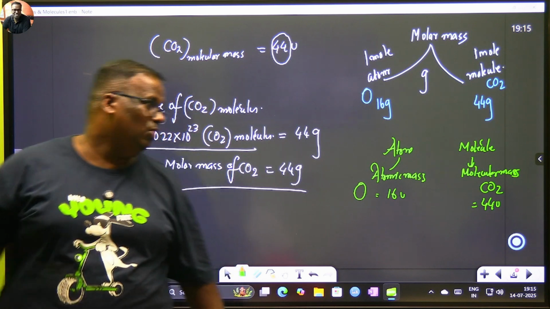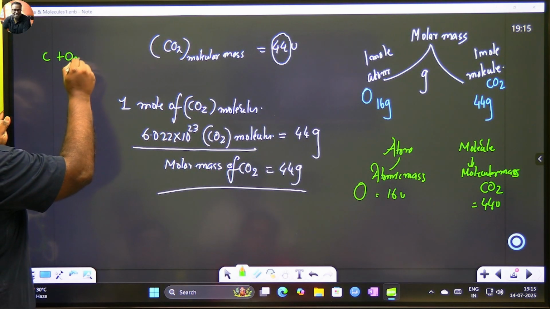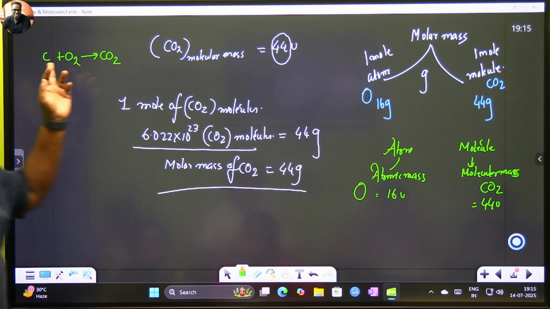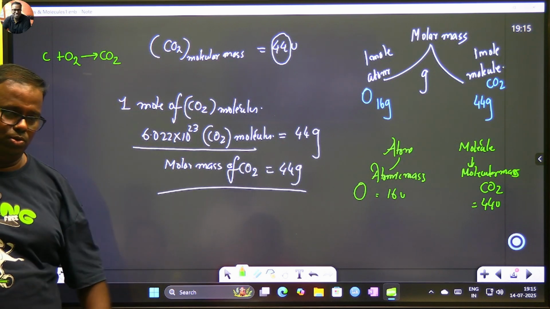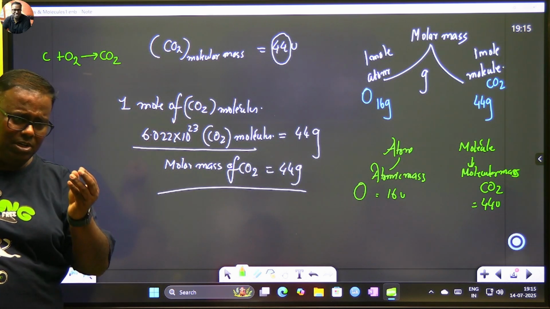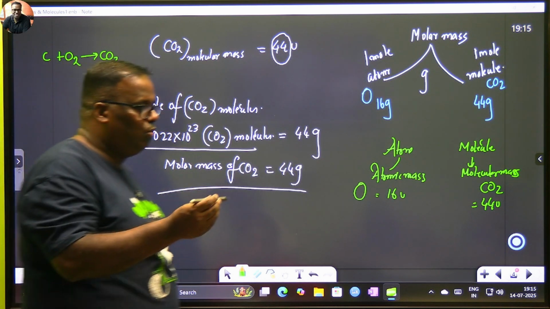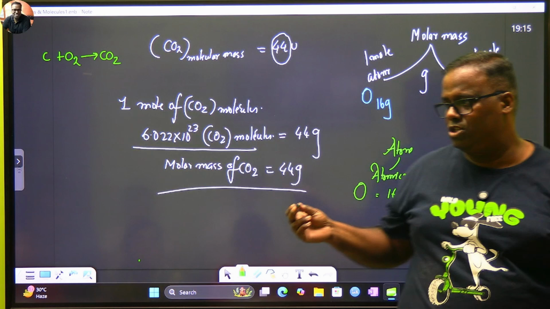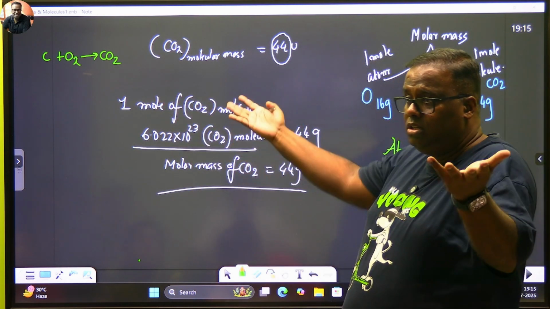Because when you write a reaction like this, say C plus O2 gives CO2, what does this mean? One atom of carbon reacts with one molecule of oxygen to form one molecule of CO2. Can you bring one carbon atom in your forceps in real life? No. Can you bring one molecule of oxygen? Not possible. So how do we see it in a real world?